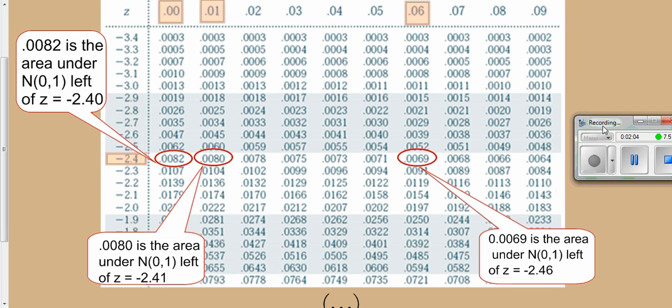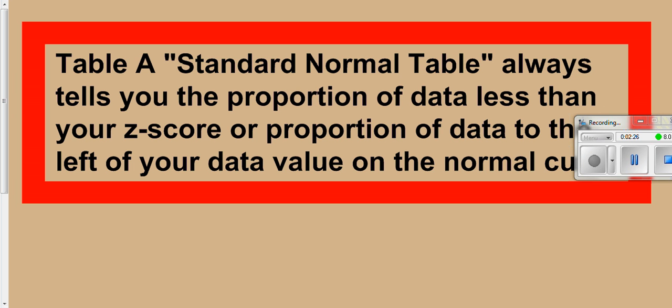Your Table A always tells you what's less than or what's below. So even if you had a z-score of negative 2.46, you go to that negative 2.4, the second number after the decimal point is 6, so you got to go to the 06 column, come down that column, and you get this right here. That's using Table A. That's what we're going to have to use as we go through these problems.